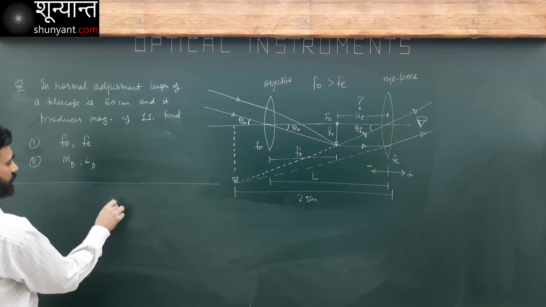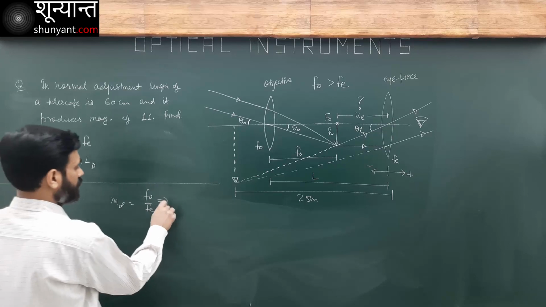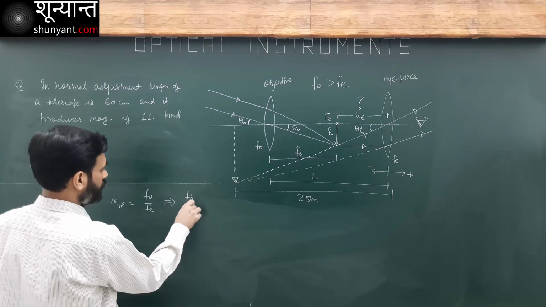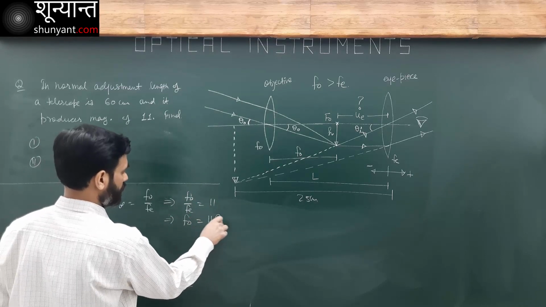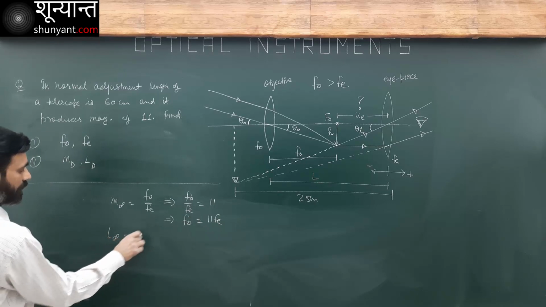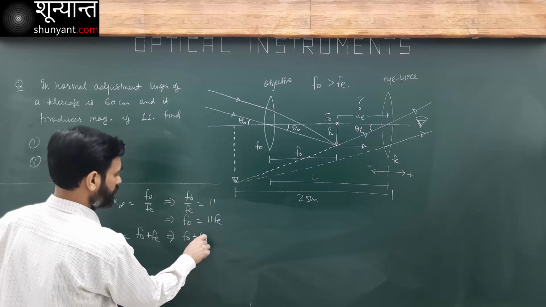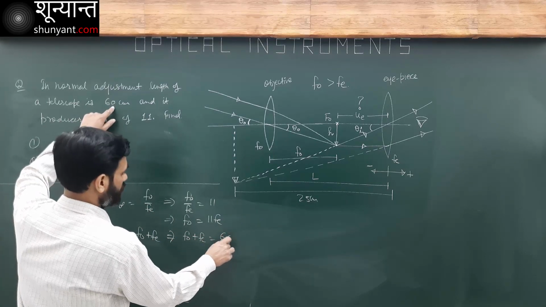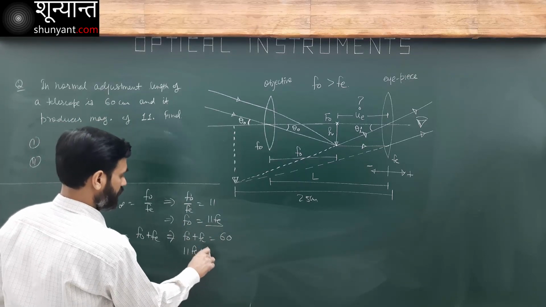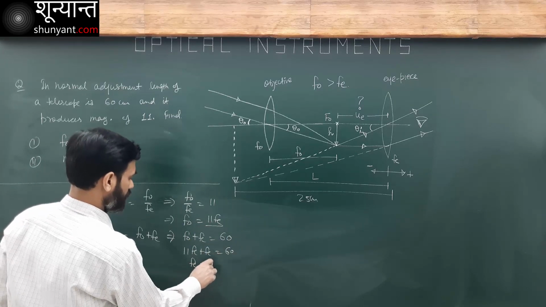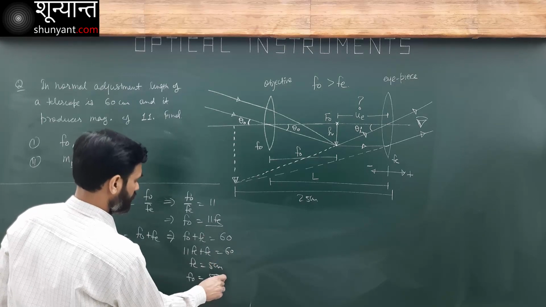Okay. M infinity is FO over FE. That means FO over FE is 11. Okay, so FO is 11 FE. Now, length is FO plus FE. We just discussed it. Okay, so FO plus FE is equal to 60. FO is 11 FE. Okay, so 11 FE plus FE is 60. What is FE? It is 5 centimeter. And what is FO? It is 11 times 5, 55 centimeter.